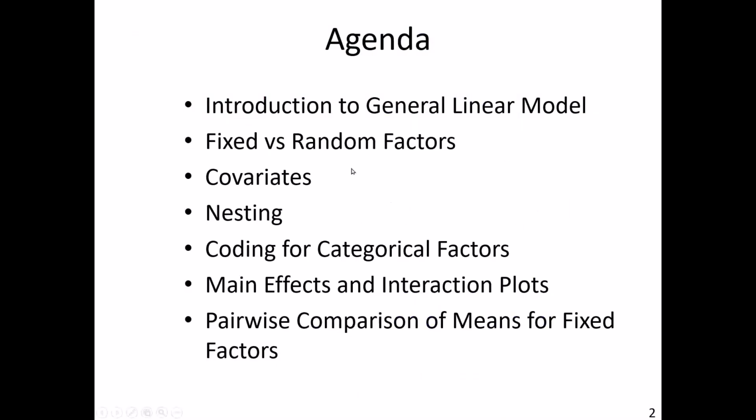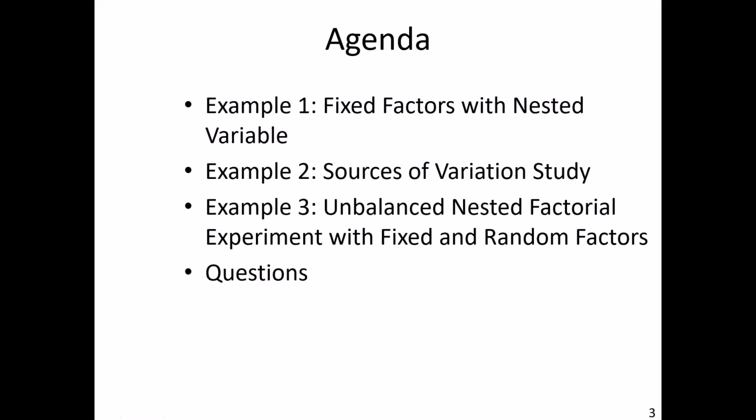Our agenda for today, we'll introduce the general linear model. We'll talk about fixed and random factors, covariates, nesting, coding for categorical factors, main effects and interaction plots, pairwise comparison of means for fixed factors, and we will look at three examples: fixed factors with nested variable, sources of variation study, and an unbalanced nested factorial experiment with fixed and random factors. And then we'll do Q&A.